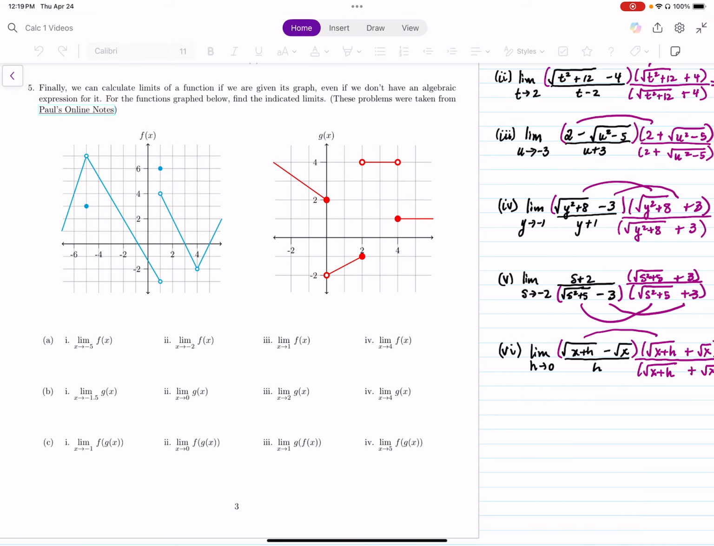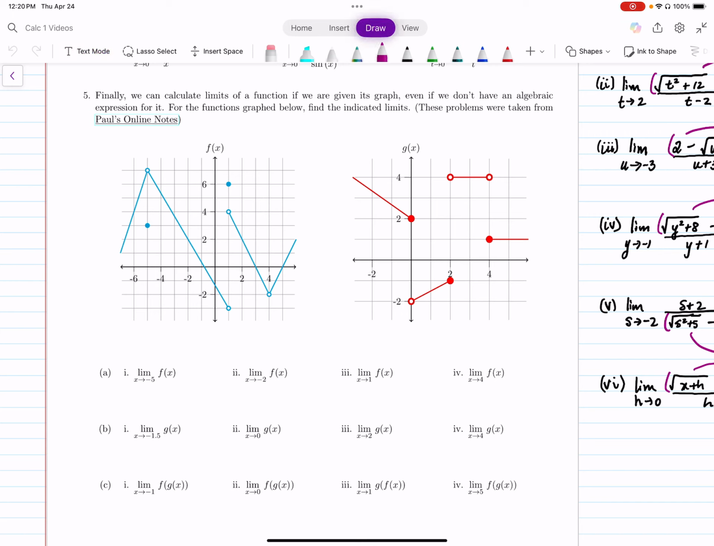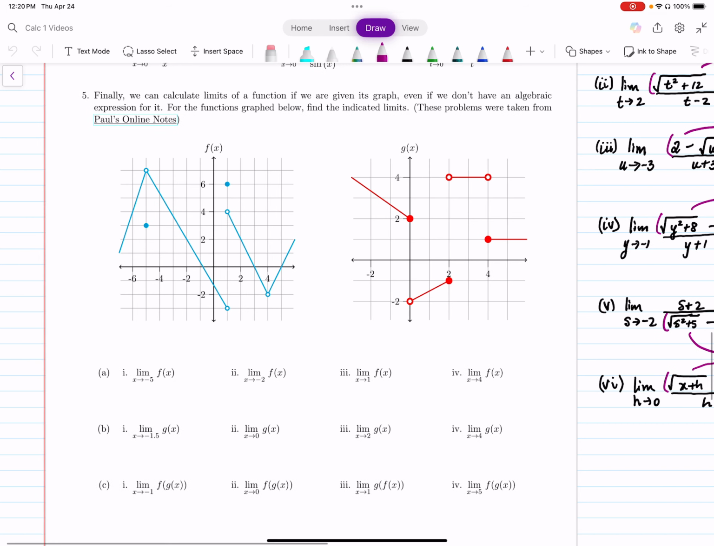These limits together, evaluating limits of graphs or functions by using their graphs. So remember, for a limit to exist, the limit has to match from both left and right. So this first one, let's look at A together. So this one right here, the blue graph is the one of f.